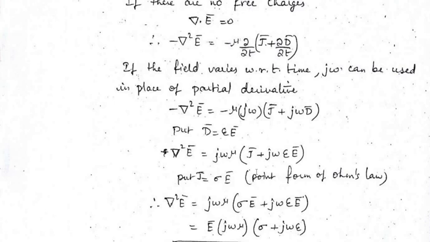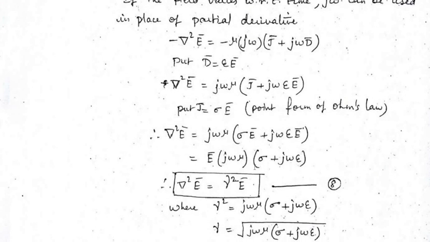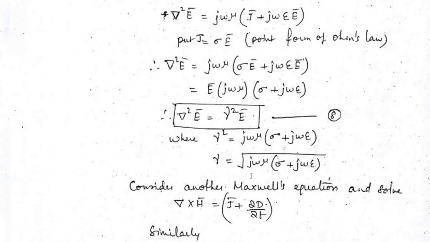Either you can stop it here or still simplify by substituting J is equal to sigma E. So this is the point form of Ohm's law. So substitute, simplify, and in place of this whole expression, j omega mu (sigma plus j omega epsilon), we can put gamma square into E. Here gamma square is the same expression, and if you want gamma, take the square root of this.